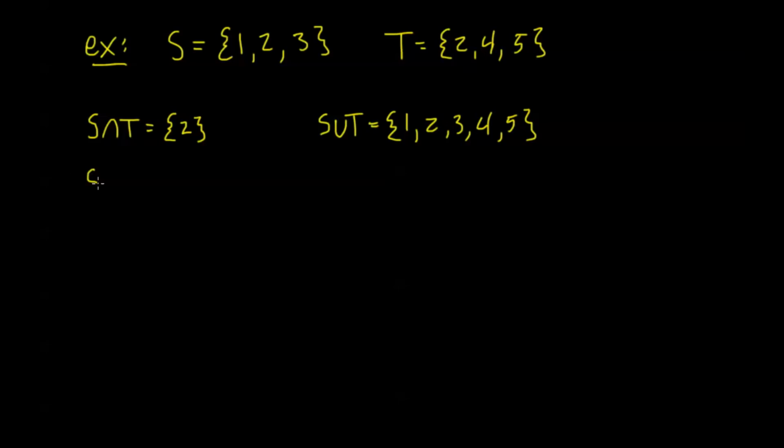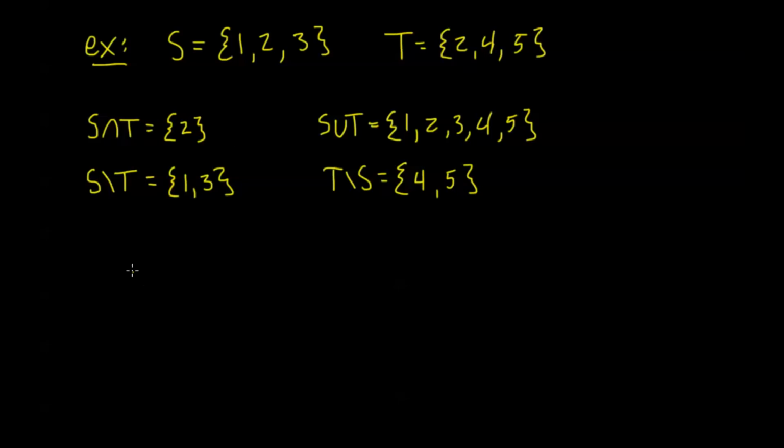Say the difference, S minus T, that's going to be equal to all of the elements in S that are not in T, right? So in other words, 1 and 3. And the difference T minus S is going to be all the elements in T that are not in S. So 4 and 5, right? Because they share that 2.